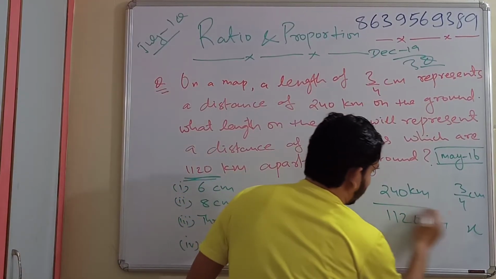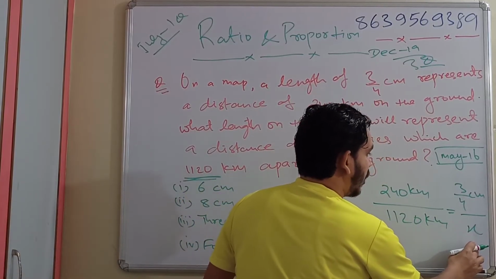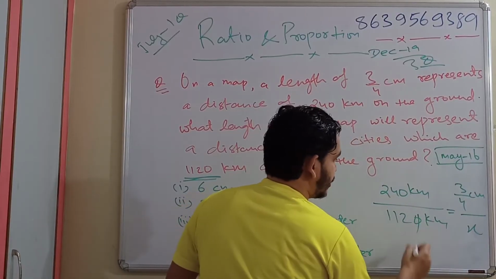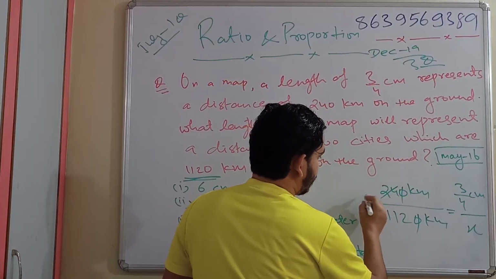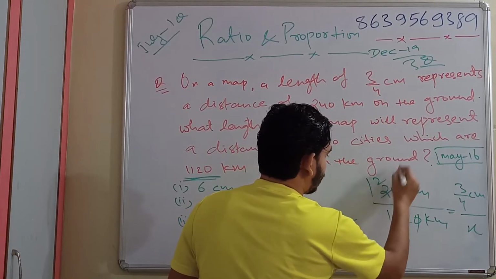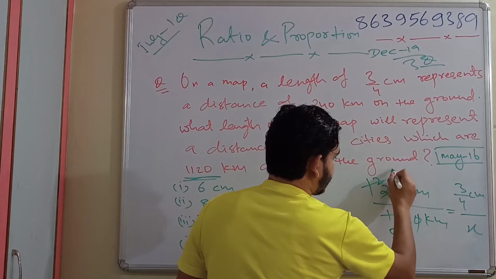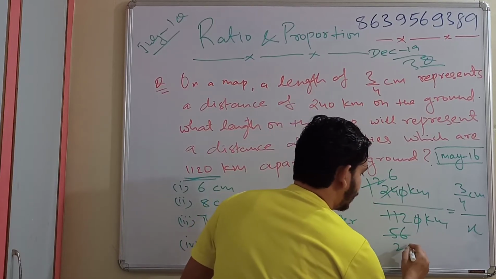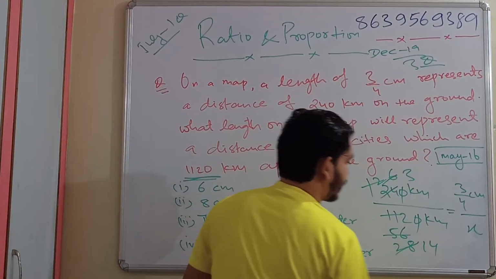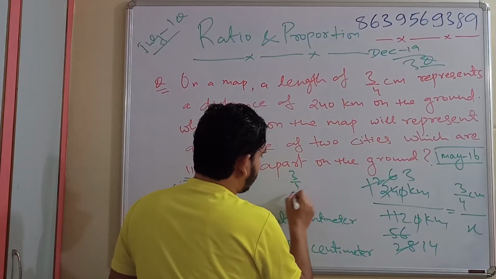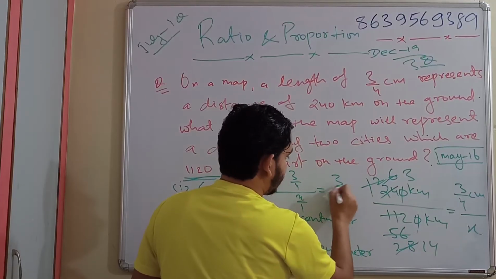The ratio of distance on the ground will be equal to the ratio of distance on the map. So let's find out. Zeros cancel. Let's cancel it further, reducing the numbers step by step. Now 3 by 4 divided by x by 1 is equal to 3 by 14.